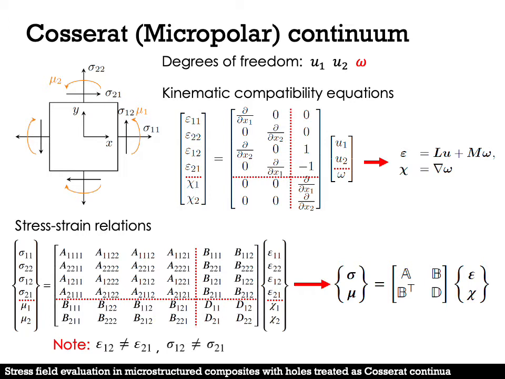As we know, this continuum introduces an extra degree of freedom, which is the micro-rotation omega, and the kinematic equations and the stress-strain relations of this continuum are shown here, and their compact forms. We can see from the stress-strain relationships that the constitutive matrix has four sections coupling the classical measurements and the micropolar measurements. We should also note that in this continuum, the shear strains and the shear stresses are not symmetric.